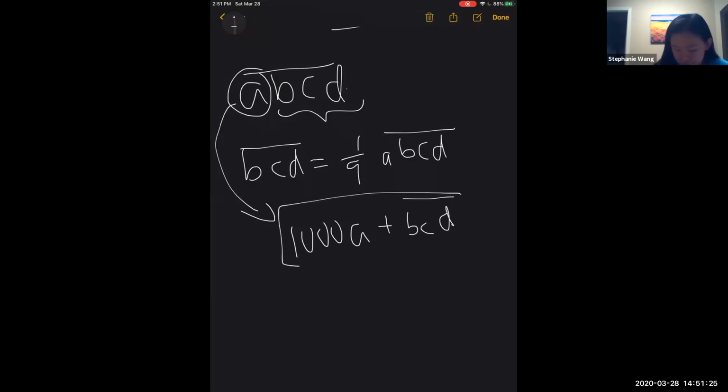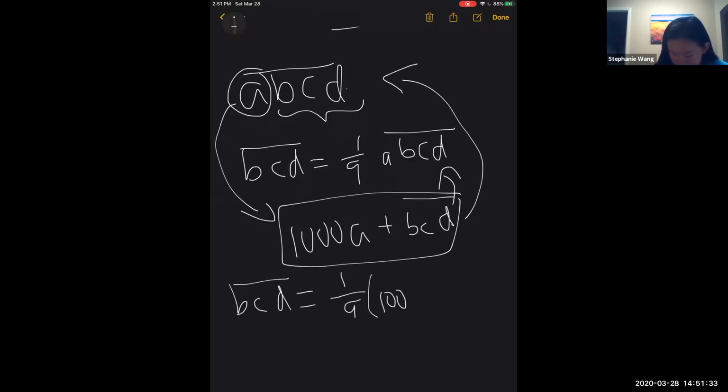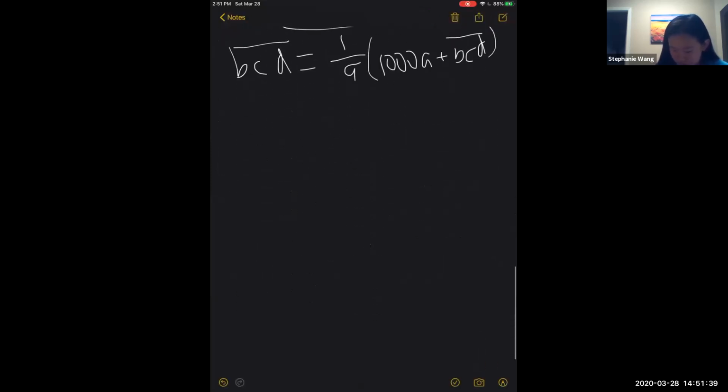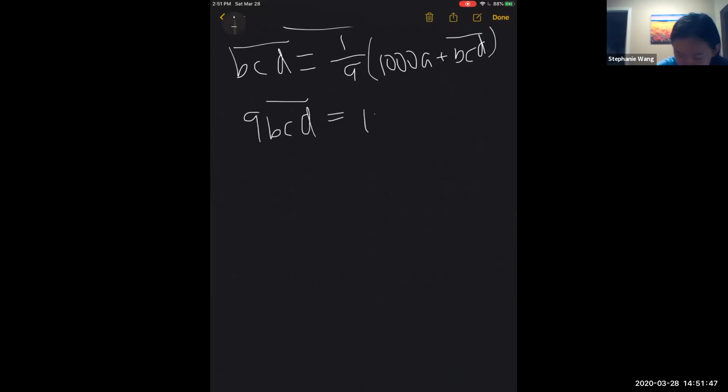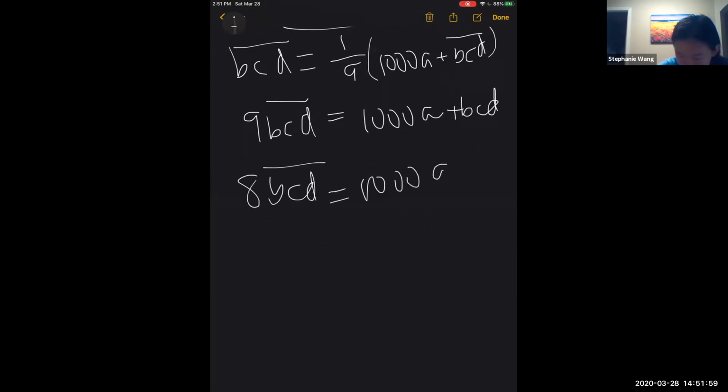And since this would be equal to that, these two are equal, we can just replace it here too. So we get BCD equals 1/9 times 1000A plus BCD. Now if we multiply both sides by 9, we get 9 BCD equals 1000A plus BCD. Now we can rearrange some things and we get 8 BCD equals 1000A. Let's divide both sides by 8, so we get BCD equals 125A.